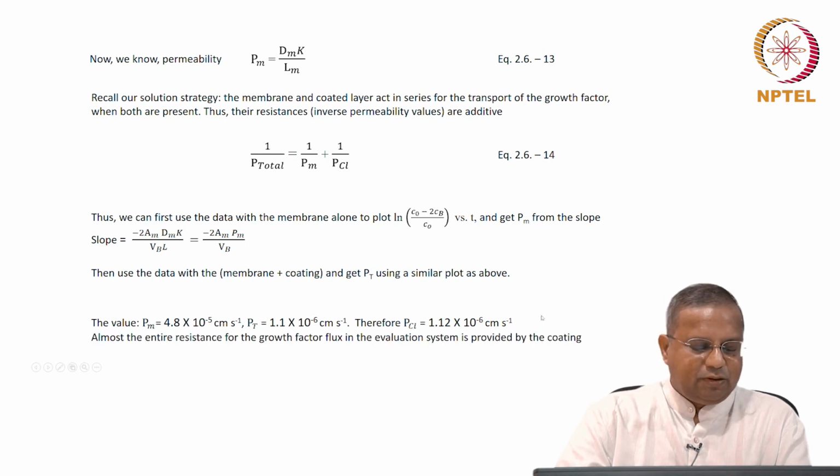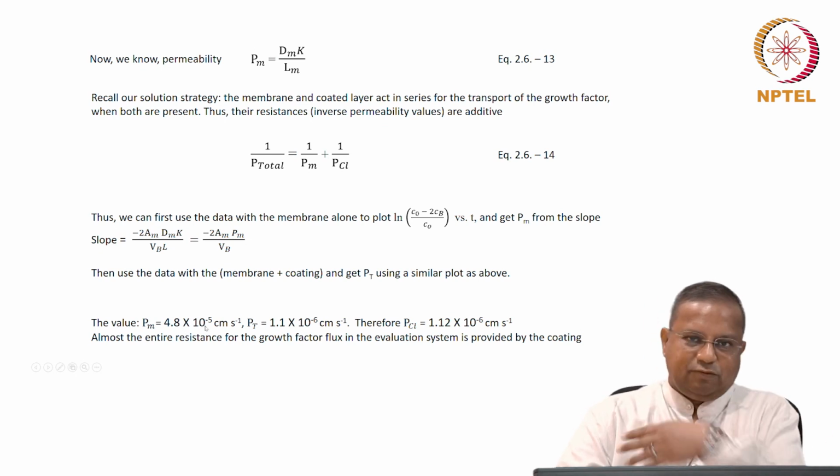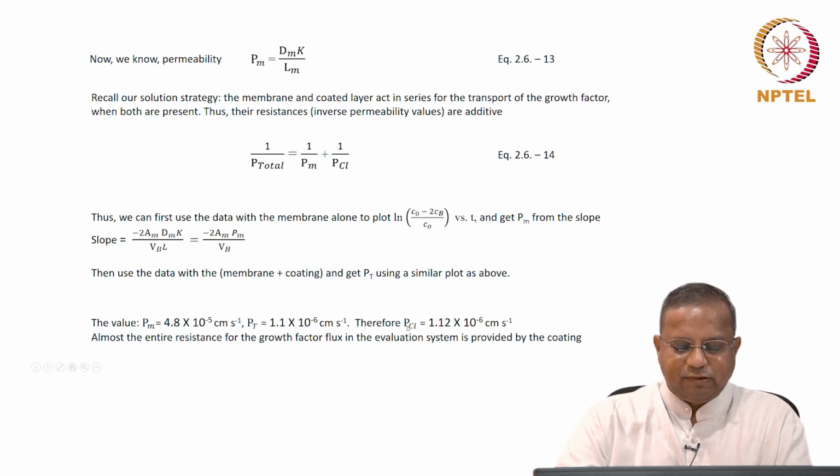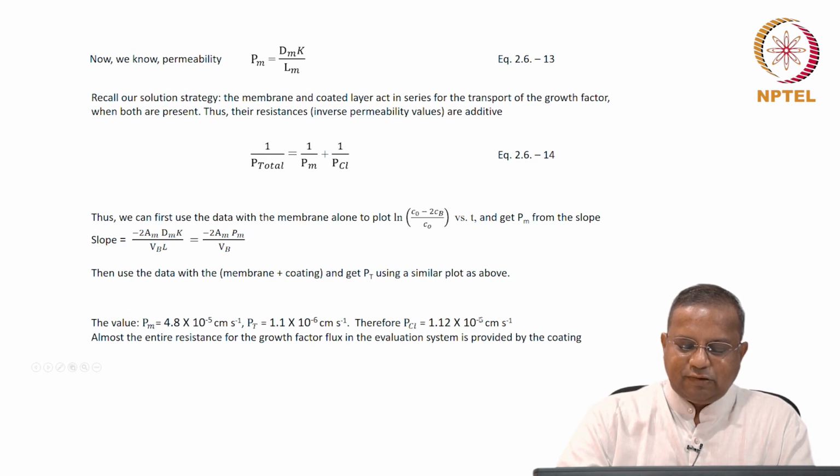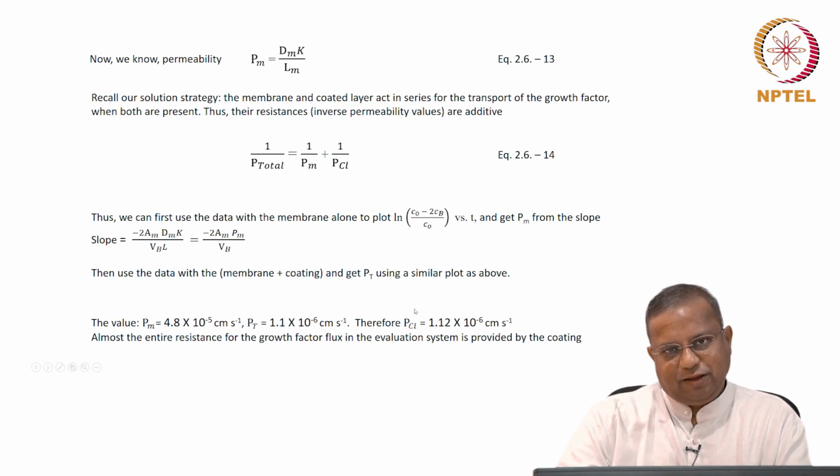Okay. Almost the entire resistance for the growth factor flux in the evaluation system is provided by the coating. Why? Because the total permeability is 10 power minus 6. The membrane permeability, it allows everything to pass through, 10 power minus 5, almost an order of magnitude more, and the coating layer is 10 power minus 6. Therefore, this is the one that is providing the biggest resistance or less transport in this case, and the entire resistance to the growth factor flux is residing in the coating layer.